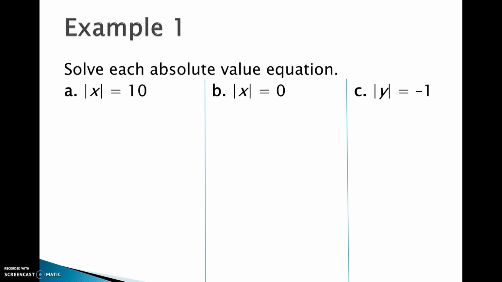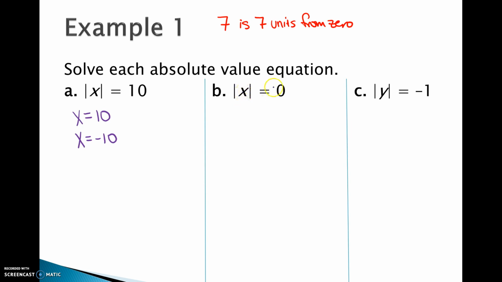Absolute value represents the distance that something is from 0. So, for example, 7 is 7 units from 0. If I have the absolute value of something equals 10, they're basically asking what number is 10 units away from 0? 10. Is there another number that's 10 units away from 0? Negative 10.